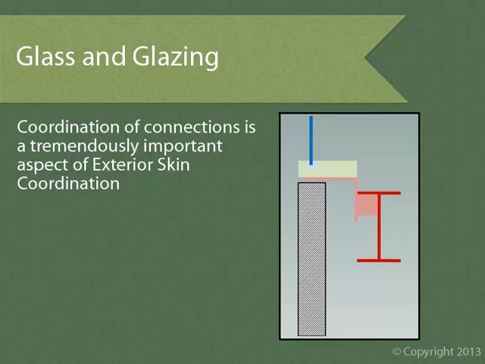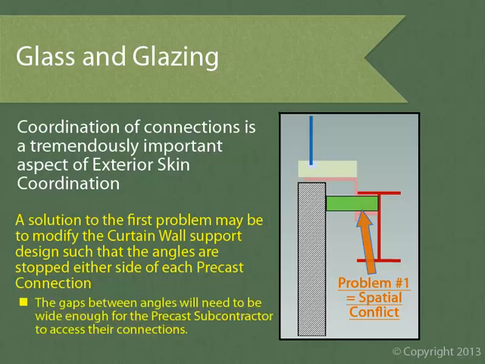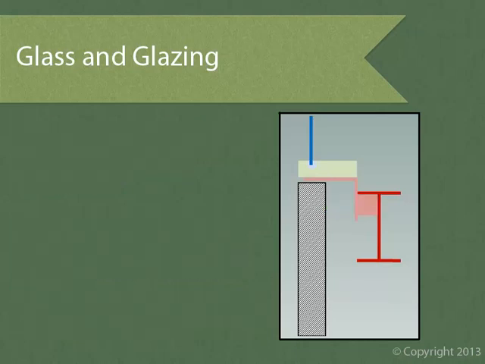Okay, now let's add the precast support. Uh-oh, there's our conflict. The precast support is running right through the curtain wall support angle. As a solution, in lieu of long continuous angles, the glass subcontractor will probably need to install their support angles in short sections between each precast support, and leave gaps between the angles wide enough for the precast sub to access their final connections on the back sides of the panels.